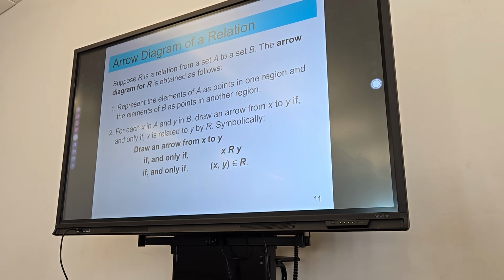Suppose R is a relation from set A to set B. The arrow diagram for R is obtained by representing elements of A as points in one region and elements of B as points in another region. And then for every X in A and Y in B, draw an arrow from X to Y if and only if X is related to Y by R.